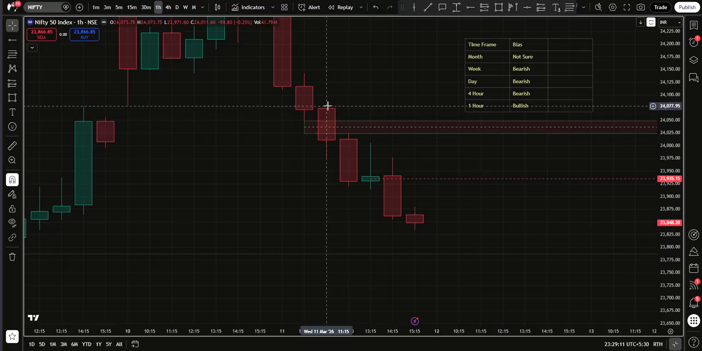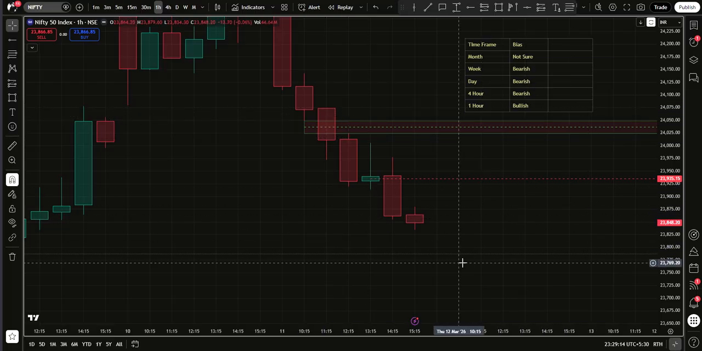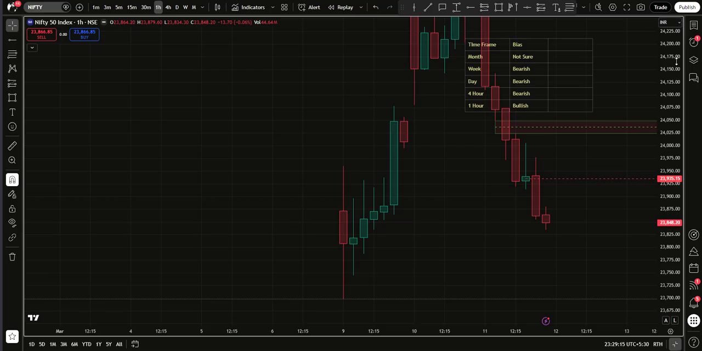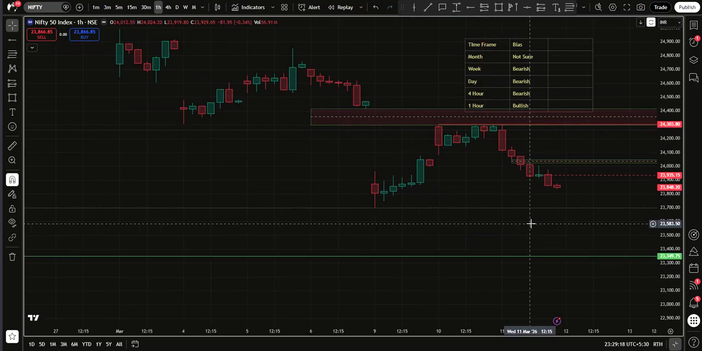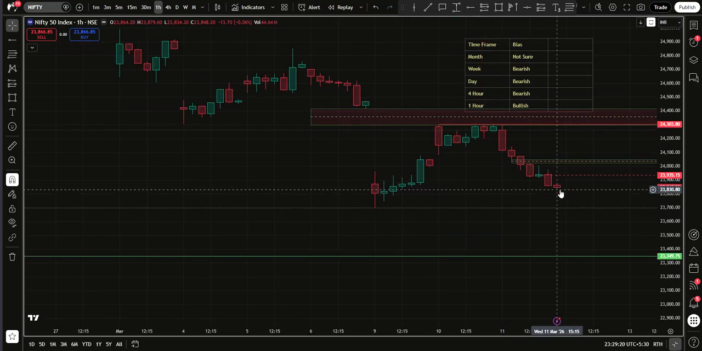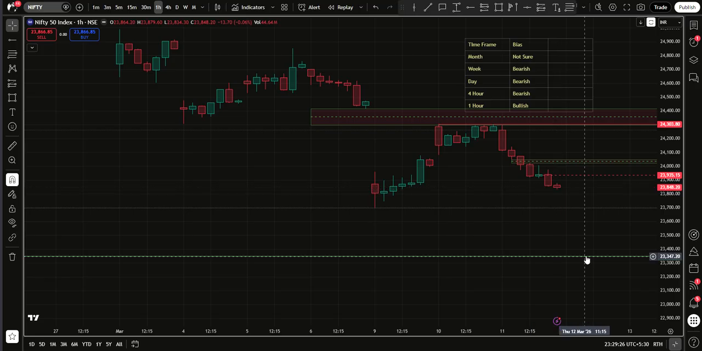We also have a flat top here. Flat tops are big sellers. That also may be the case. And Nifty, in my opinion, this is an undue bias, should travel all the way till here. I may also have positions in this case.